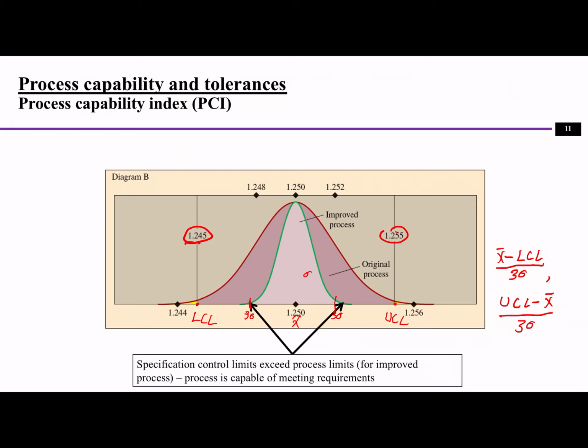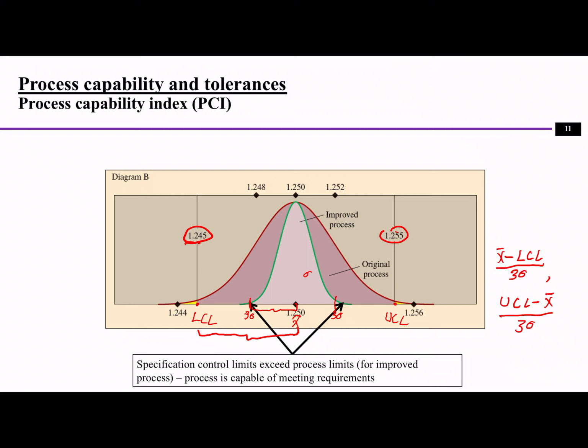If this distribution is symmetric, it means the first value equals the second value, right? First value is equal to the second value. And then what about the value? The value will be x bar minus LCL, the lower control limit, which is this length, right? Then 3 sigma is what length? 3 sigma is this length. So you can see this value is actually bigger than 1.